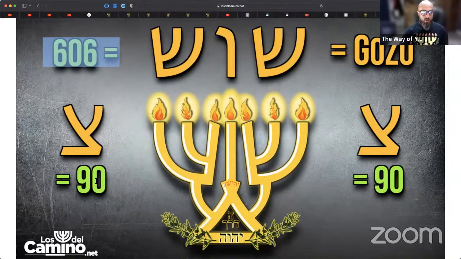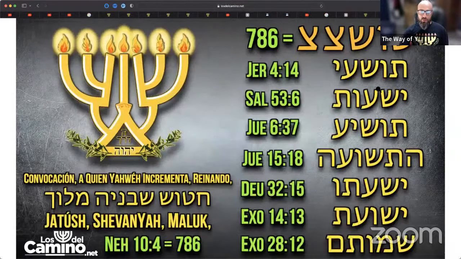90 is the numerical value of each letter Tzadeh. So we have 90 plus 90, we have 180 plus 606, we have 786, right? So 786 will be the numerical value of the logo. And this on the right are Hebrew words that have that same numerical value. And I will show you that just in a second.